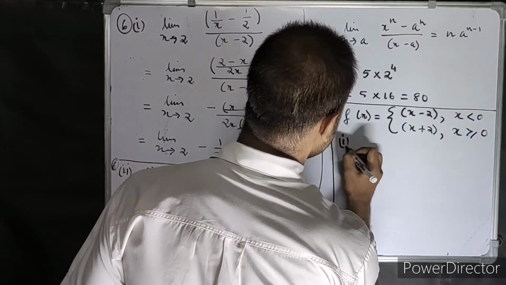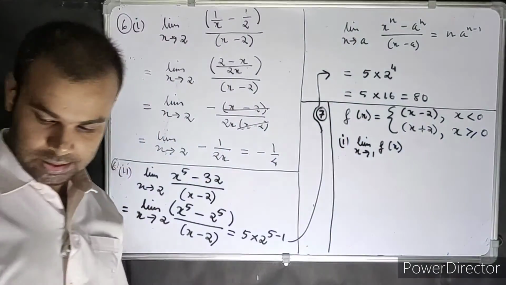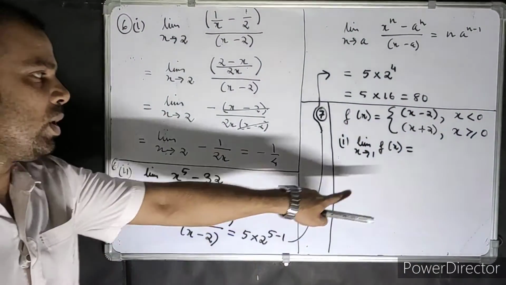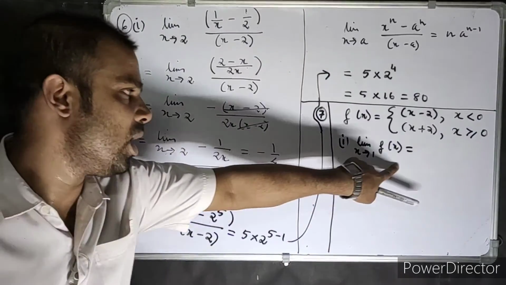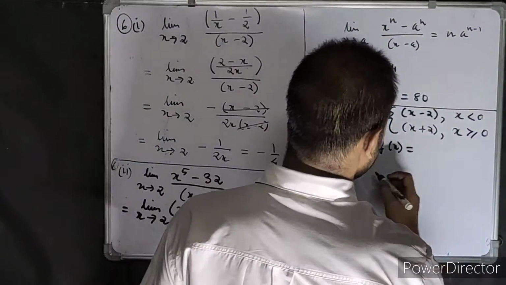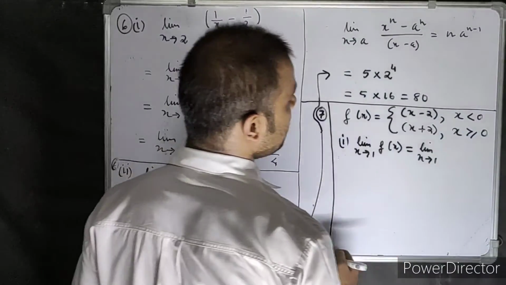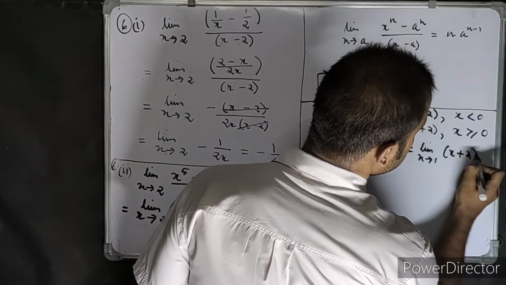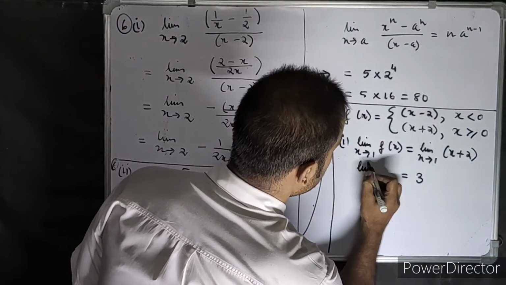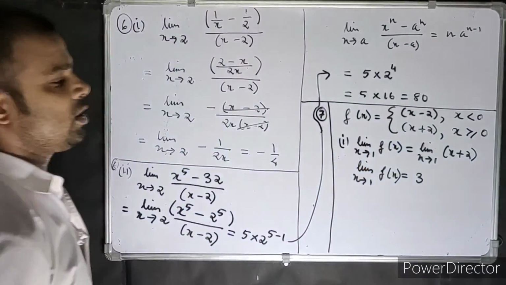The first one says to find limit of x tends to 1 f of x. That's how it's given, so you will also write it like this. Now we have to write it in the proper way. This is how it's actually done. The function is written in this way. Now from here, which function are you going to take? It's 1, that means greater than 0, so you're going to take x plus 2. So eventually you're going to get the answer as 3. So limit of x tends to 1 f of x is equal to 3.